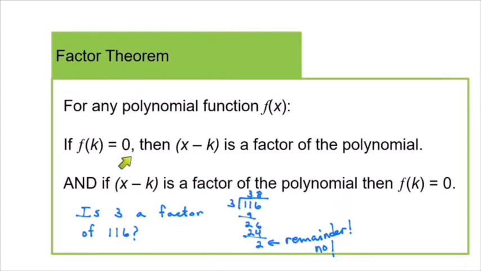If f of k equals 0, that means that when you divide by x minus k, the remainder is 0. And if the remainder is 0, that means that x minus k went in evenly, and therefore x minus k is a factor of what you were dividing into. So really, this is just restating something that we already knew from common sense, just working with regular numbers.